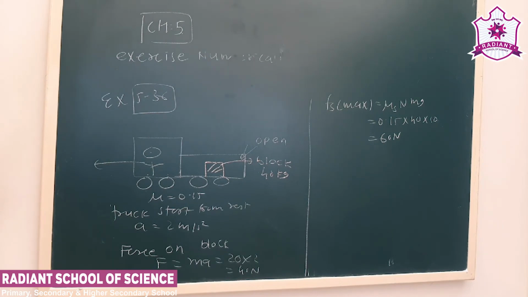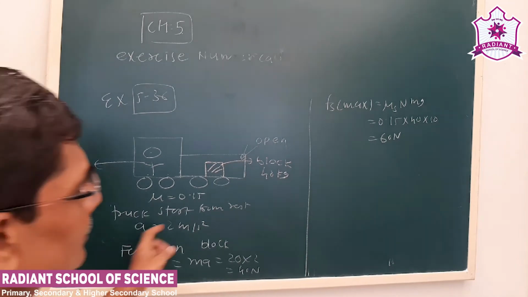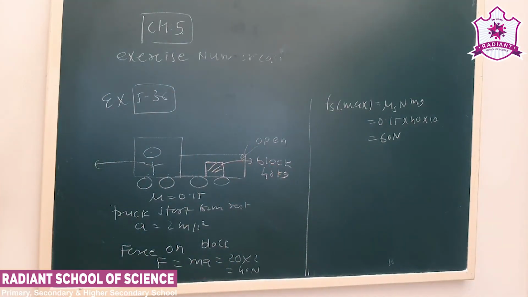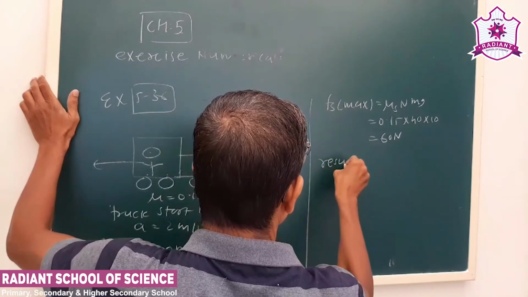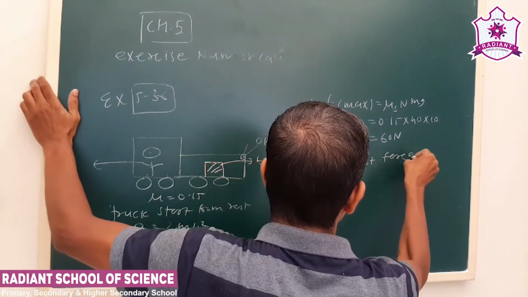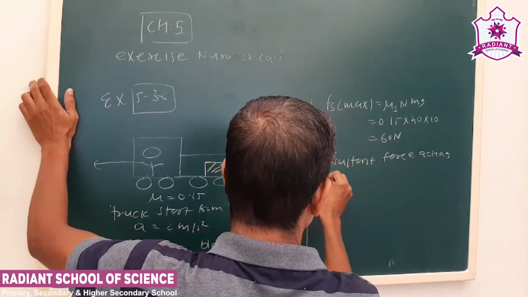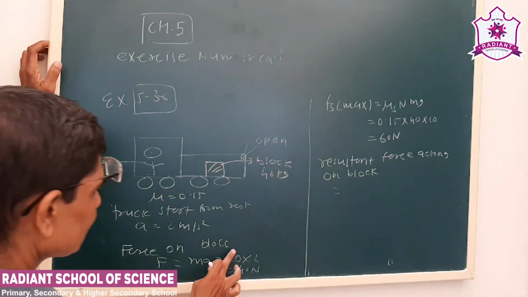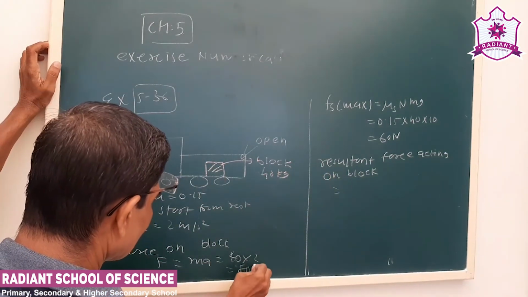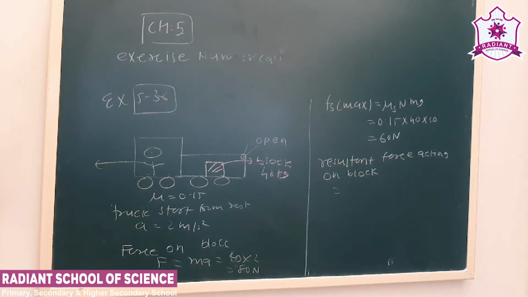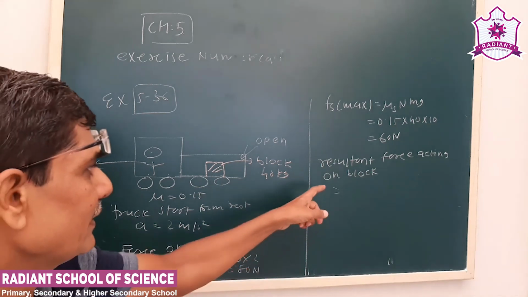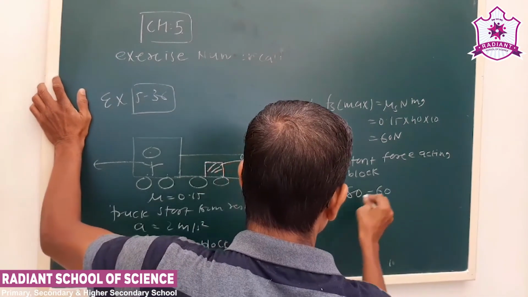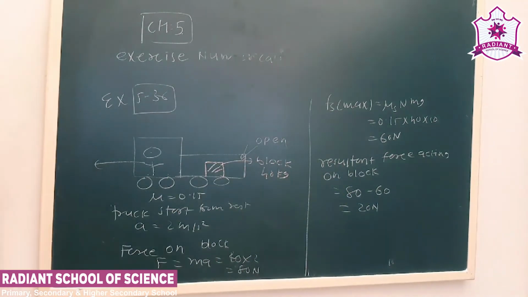So what is the net force? These two forces will be in opposite directions. The resultant force on the block, with mass 40 kg, is 80 N from the truck's motion. The frictional force is always in the opposite direction of motion, so these two forces will be in opposite directions. So the net force will be 20 N.